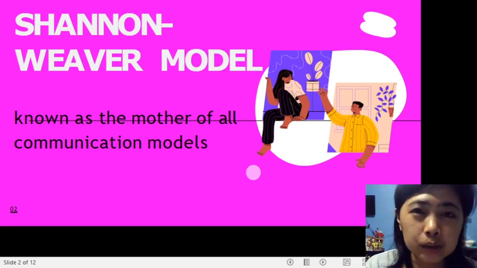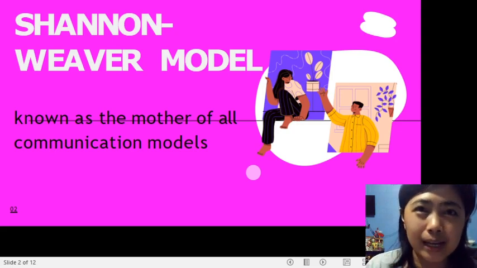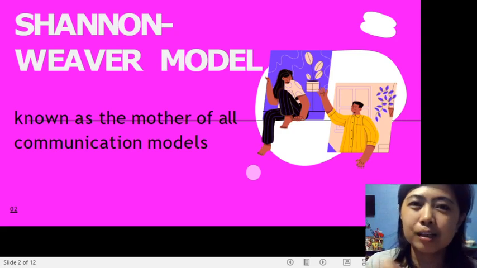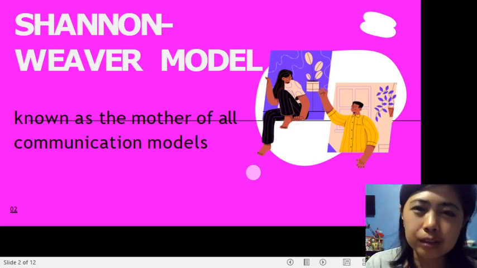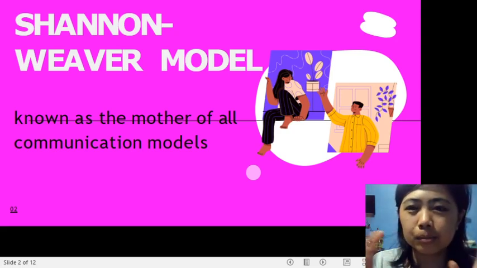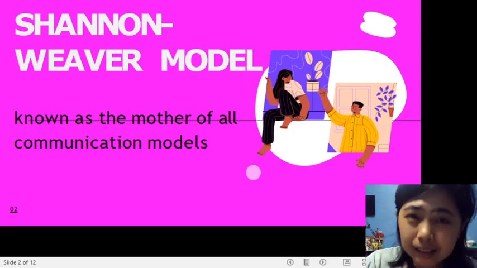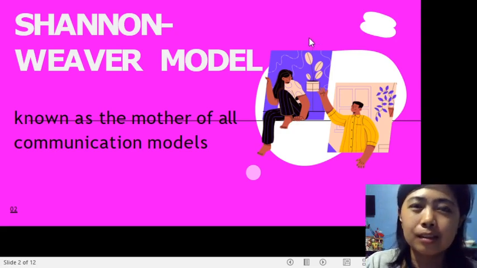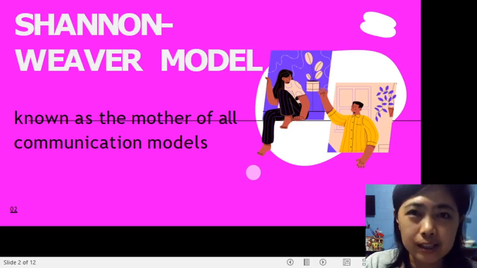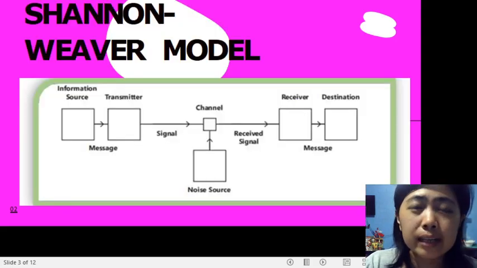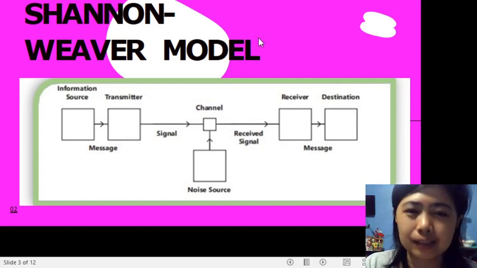First and foremost, we have the Shannon-Weaver model. This is known as the mother of all communication models. Why? Because it is Shannon-Weaver who discovered these models of communication, and in fact, when he started these models, there were only 5 basic elements. So these are what we have.